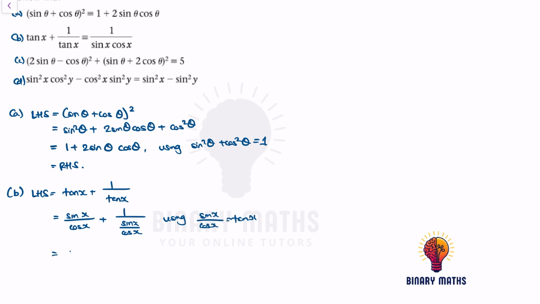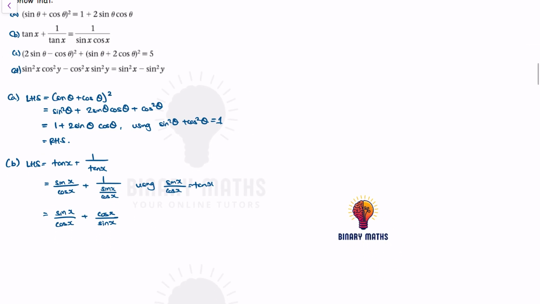Okay, which is the same thing as sine x over cos x. 1 over sine x over cos x is the same thing as cos x over sine x. So I need to cross multiply to make it over the same denominator. So I need to times this one by sine x, times this one by cos x. So I end up getting sine squared x plus cos squared x all over sine x cos x.